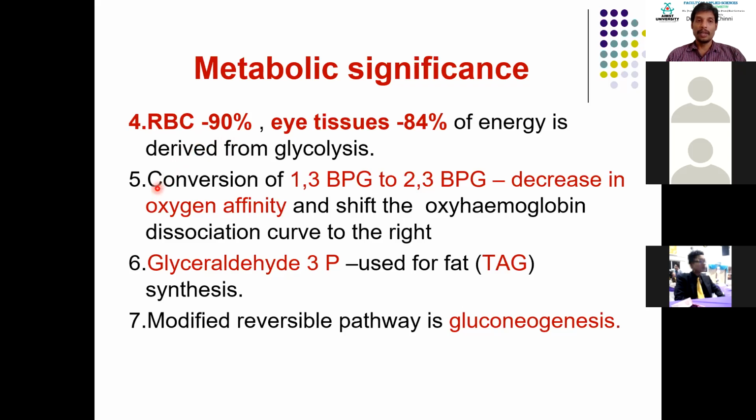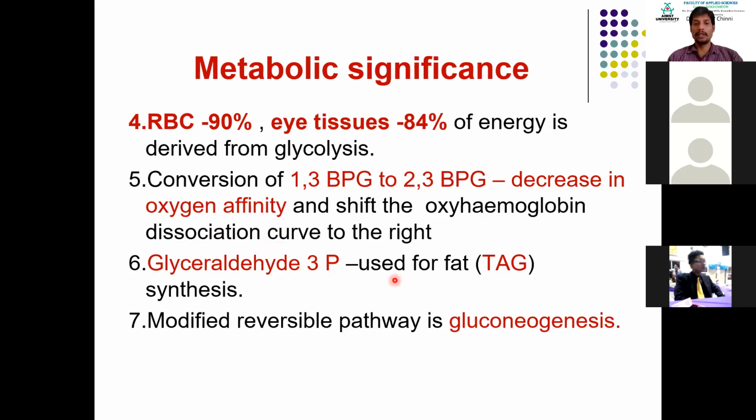which are very important cells in our body, isn't it? Conversion of 1,3-bisphosphoglycerate to 2,3-bisphosphoglycerate decreases oxygen affinity and shifts the oxyhemoglobin dissociation curve to the right. This point I will try to explain later in today's class, where it has a very important role in respiration and in carrying oxygen by hemoglobin.